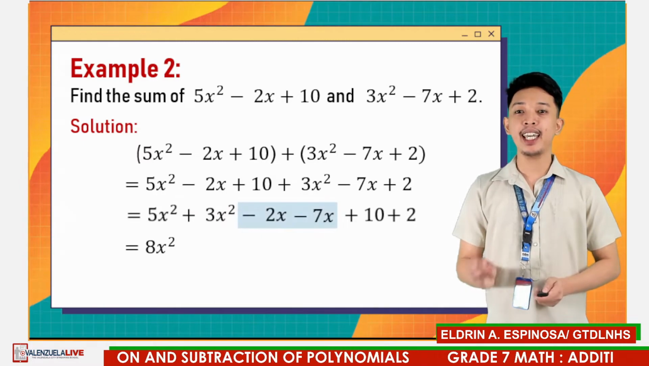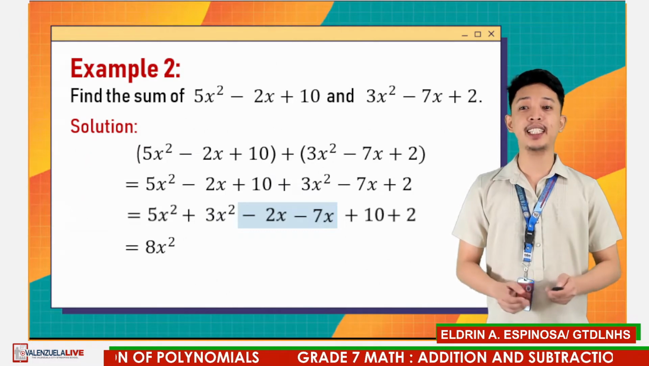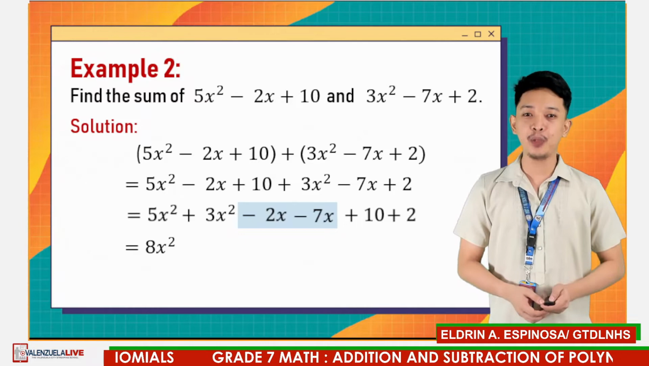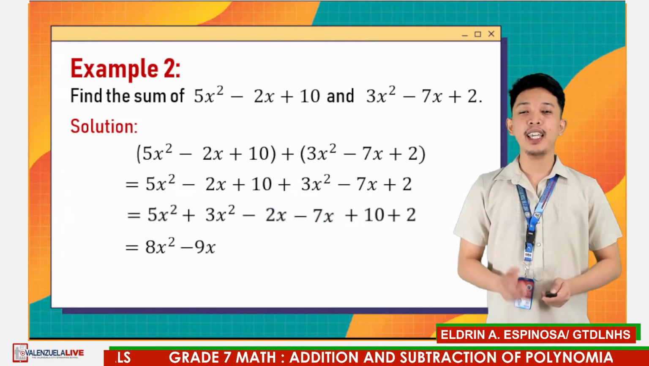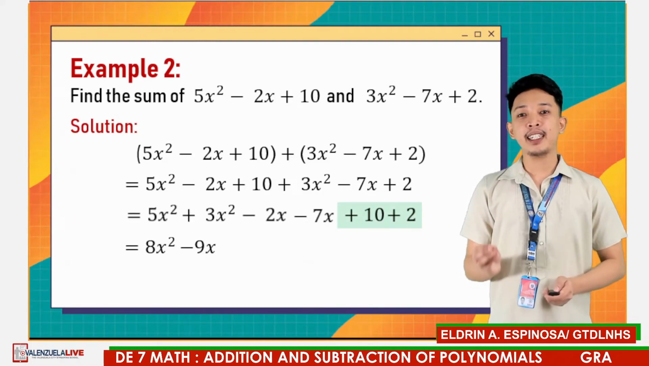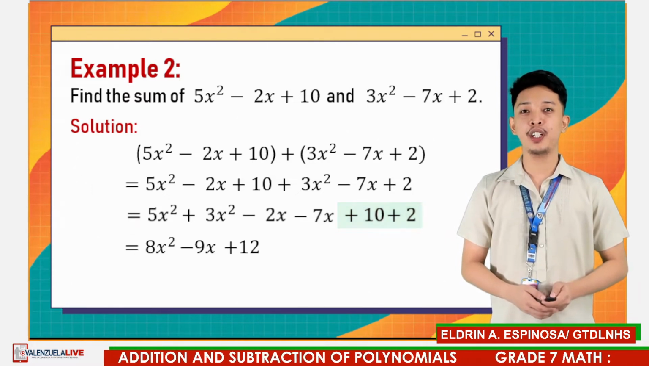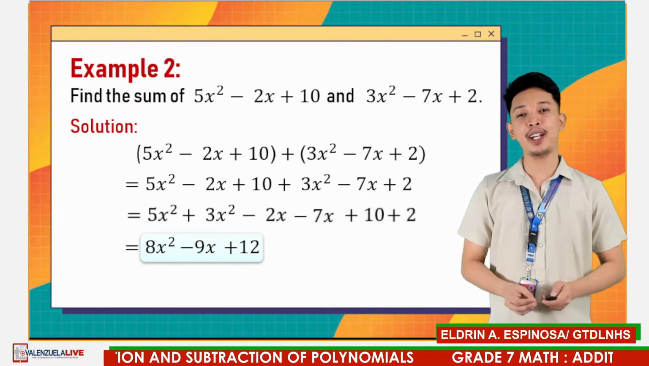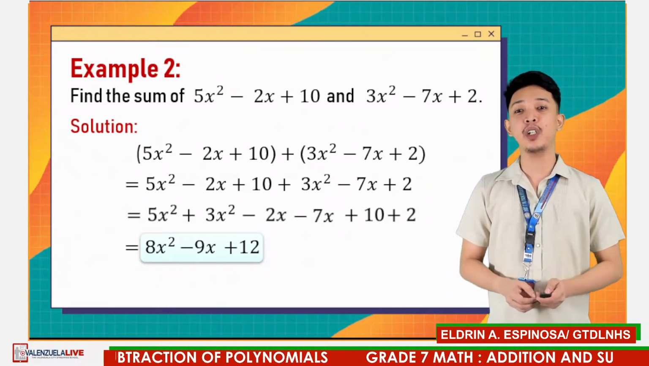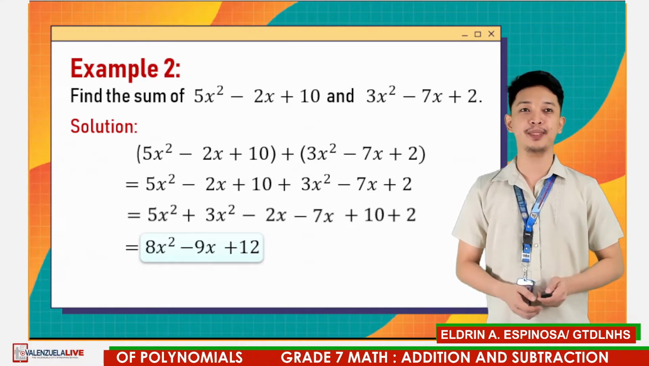Next, negative 2x minus 7x. Take note that this expression is the same as negative 2x plus negative 7x. So we will have negative 9x. Lastly, 10 plus 2 is equal to 12. Therefore, the sum of 5x squared minus 2x plus 10 and 3x squared minus 7x plus 2 is 8x squared minus 9x plus 12.